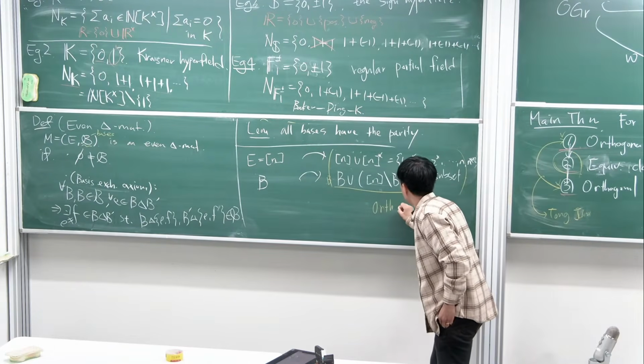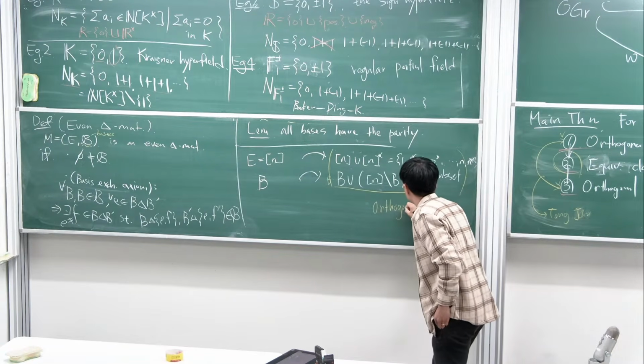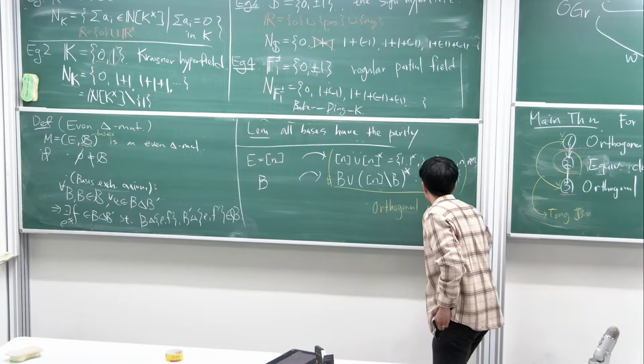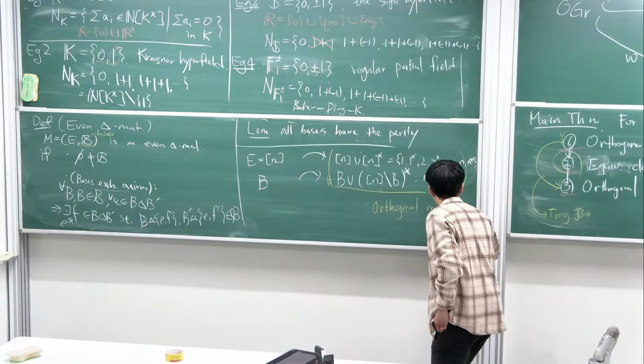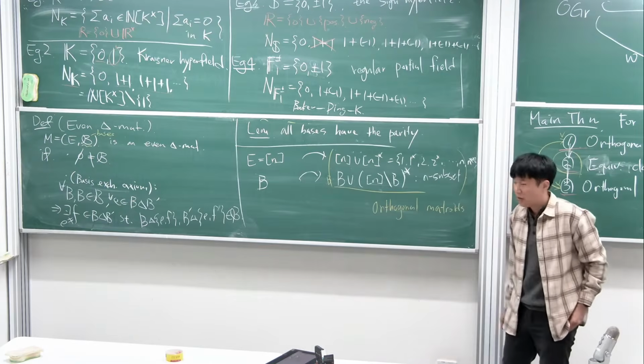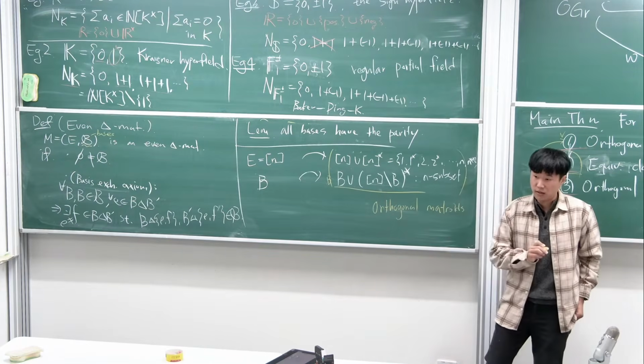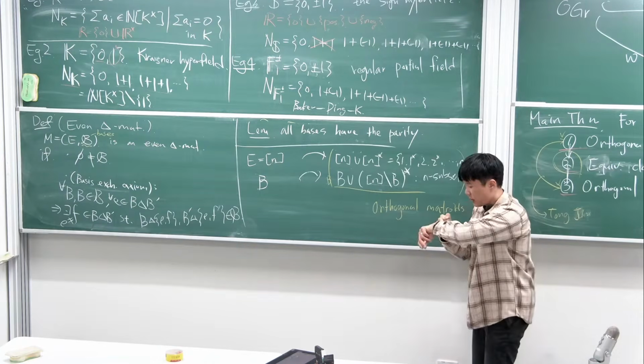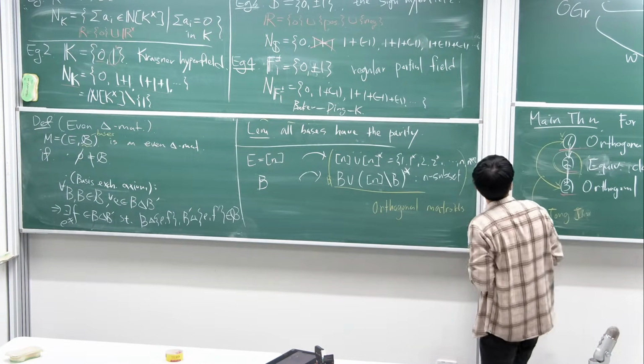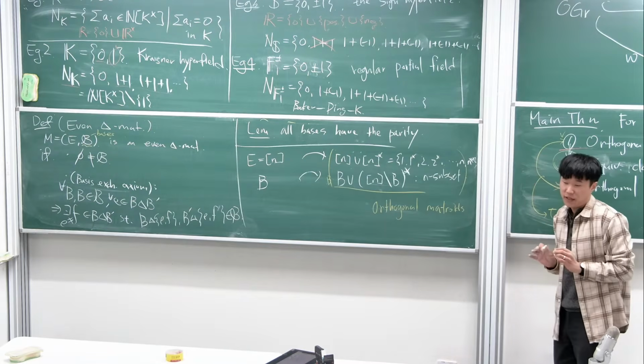And there are some good things when we work with the orthogonal matroid rather than the even delta matroid, but I will skip doing that. One good thing is that the circuit is defined in a very natural way. Okay, let's finish with some examples of the even delta matroid.